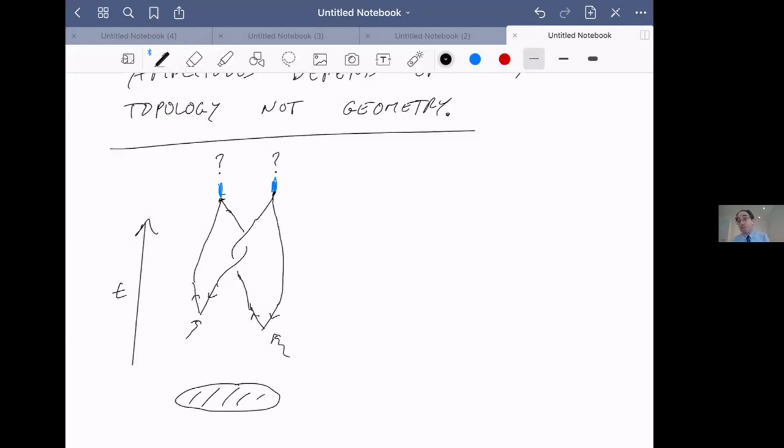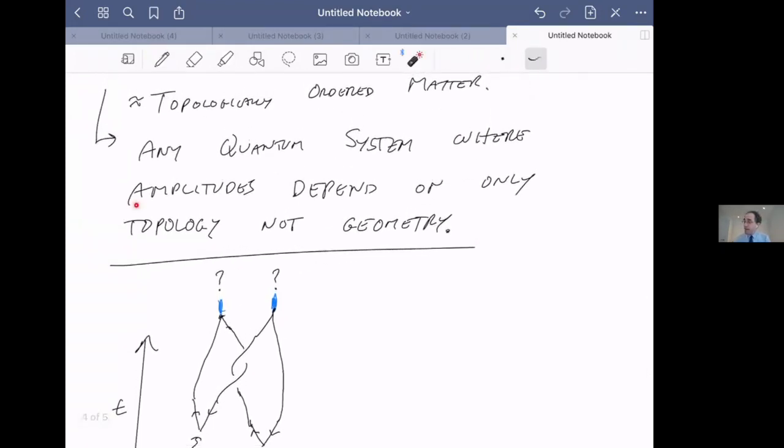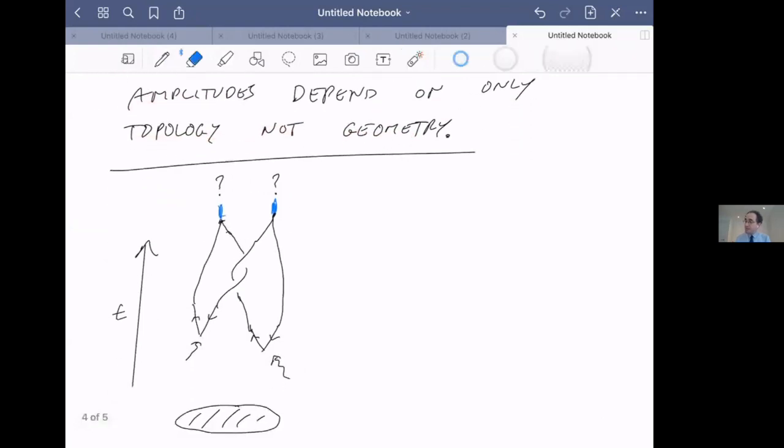Okay, so what do I mean by the statement that the amplitudes depend only on topology, not on geometry? What I mean by this statement is I could change the experiment. Let's change the experiment a little bit, and let's deform this path like that. The statement is that the probability of the outcomes is unchanged, because I didn't change the topology of the picture. I only changed the geometry. I changed the shape of that curve, but I didn't change the topology, that it's two rings that have been knotted.